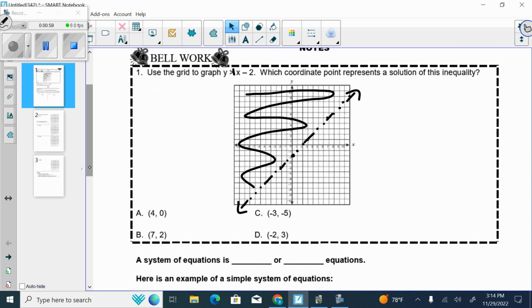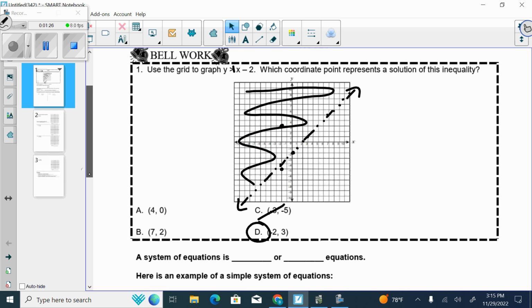So -3, -5 is right here. That's outside of the shaded area. It's not that one. There we go. -2, +3, right there in the middle of all that shaded. Okay?